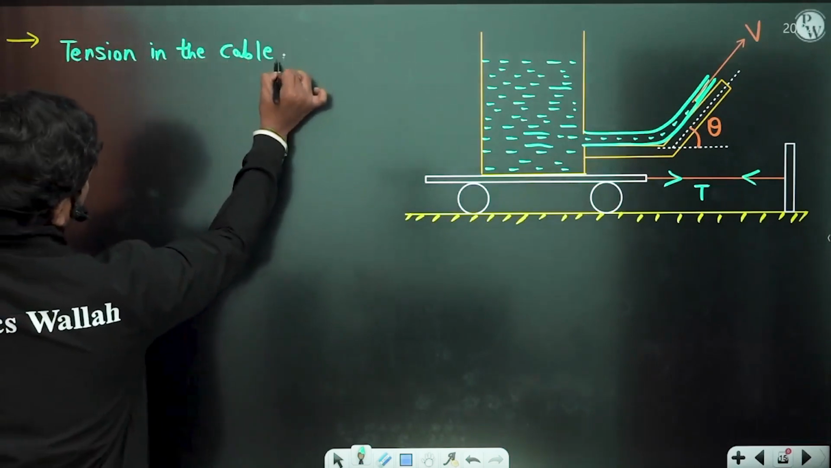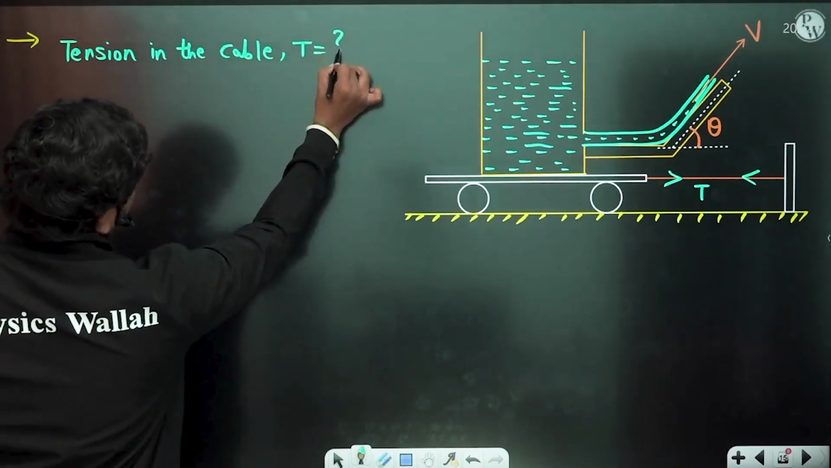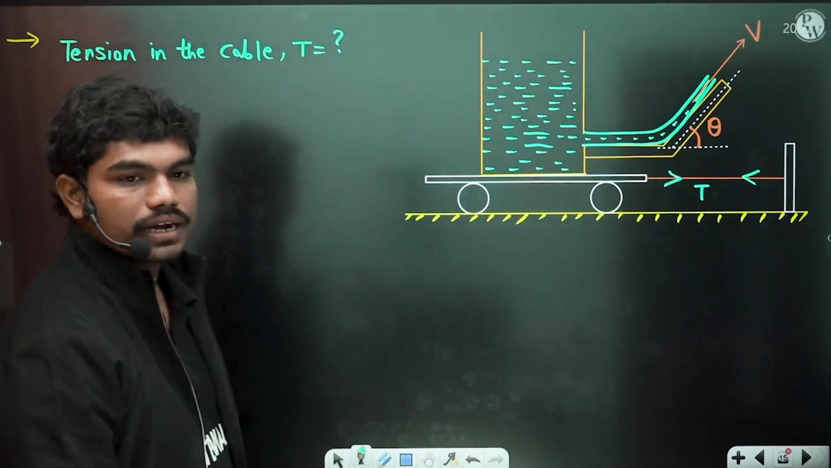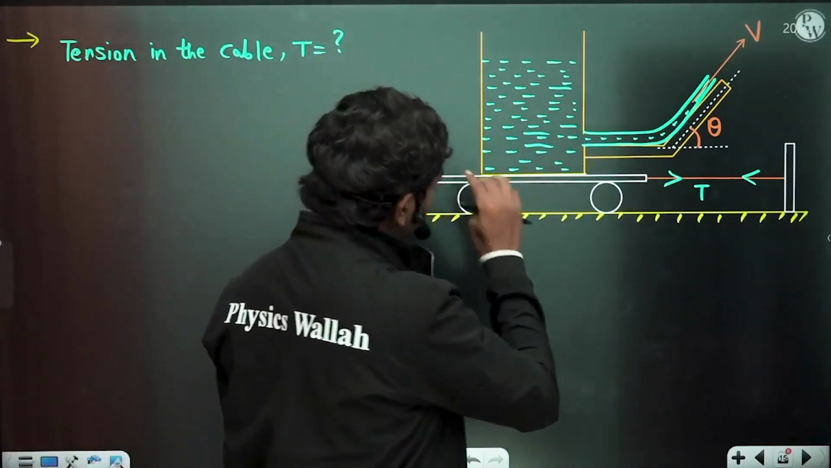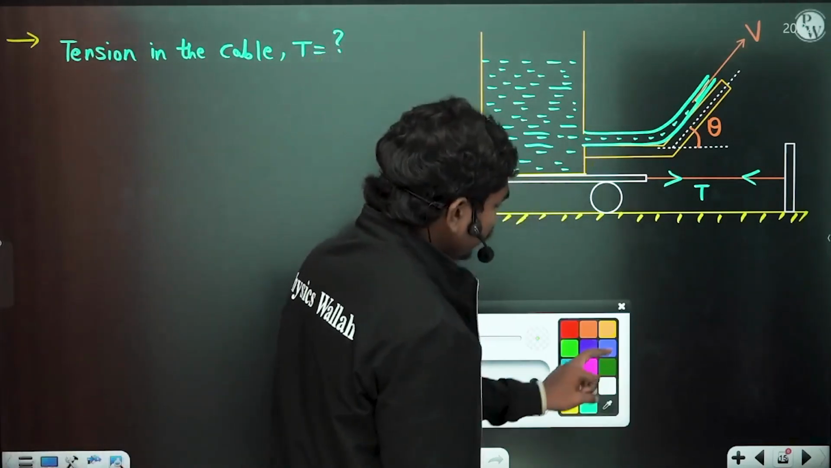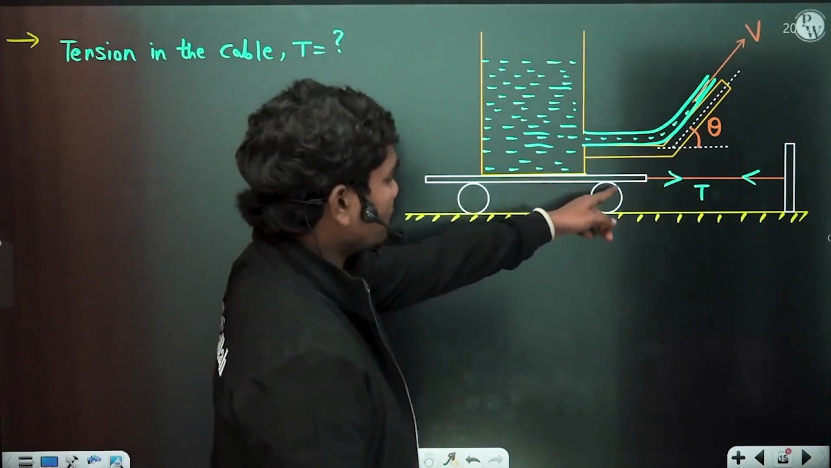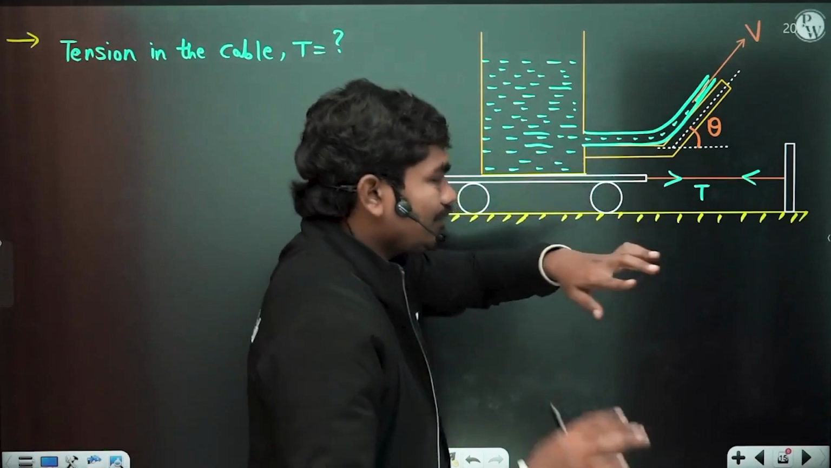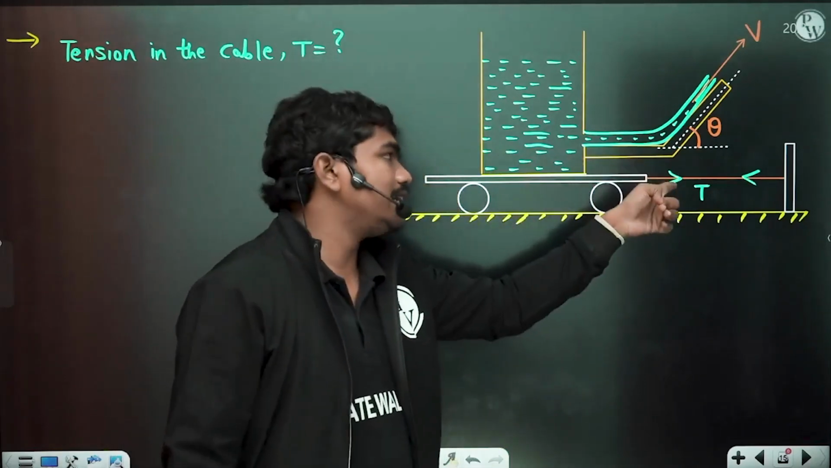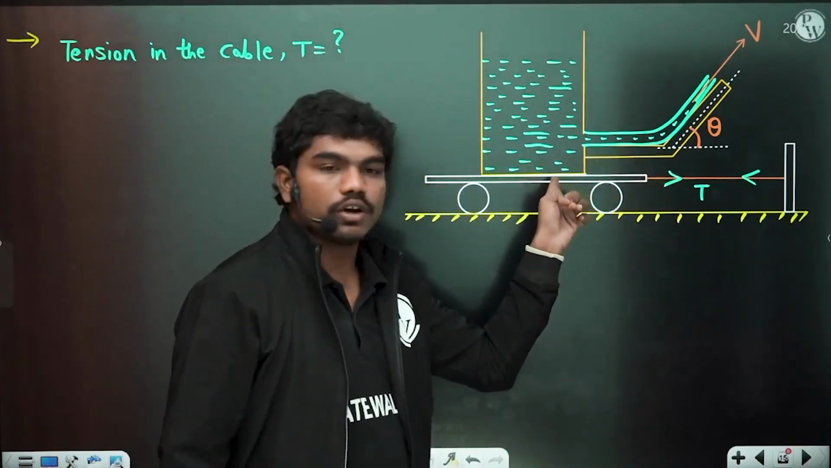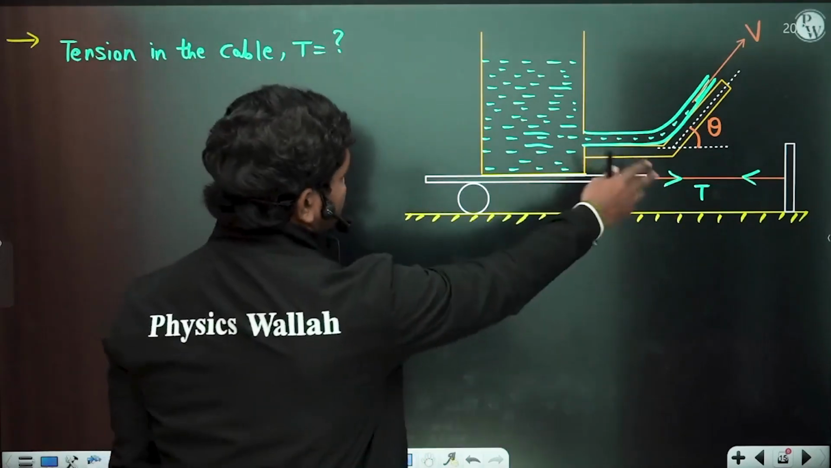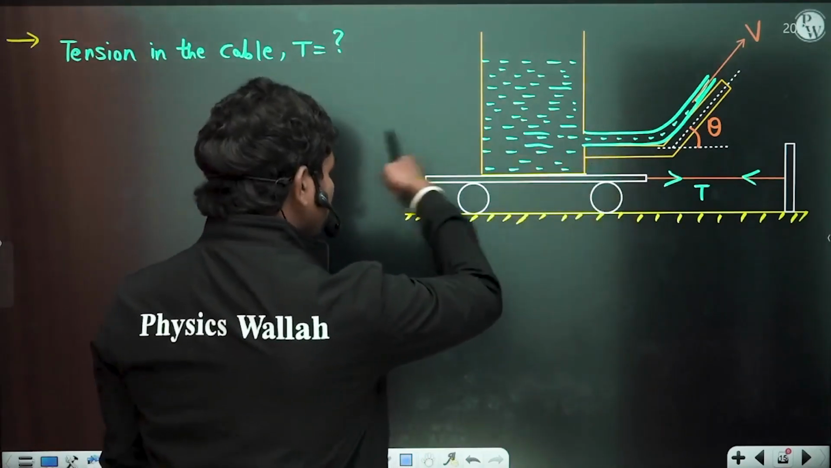Tension in the cable, T. So what is the value of this? We have to identify that. Okay, so let us see here. Now if you see, you want to choose a control volume, correct? Because you should know the net force acting on this cart. So obviously if this system has to be stationary, T should be equal to the net force acting on the cart, correct? But T is in the opposite direction, so this is in the other direction.